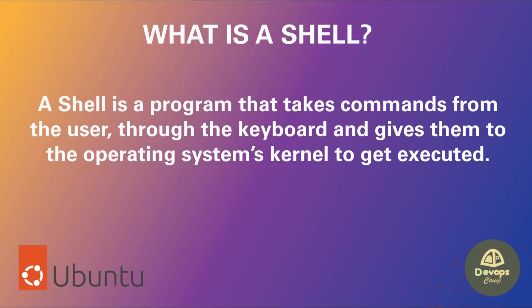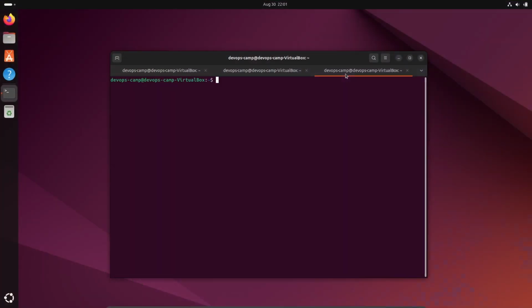But what is a shell? Simply, a shell is a program that takes commands from the user, through the keyboard, and gives them to the operating system's kernel to get executed. It's also called the command interpreter, because it accepts commands from the user, and then checks, or interprets, them to see if they are syntactically correct. The shell gets started when the user logs in to a console, or starts the terminal. In this example, I've started a few terminals, and in each terminal, the default shell has started, and is waiting for the commands.